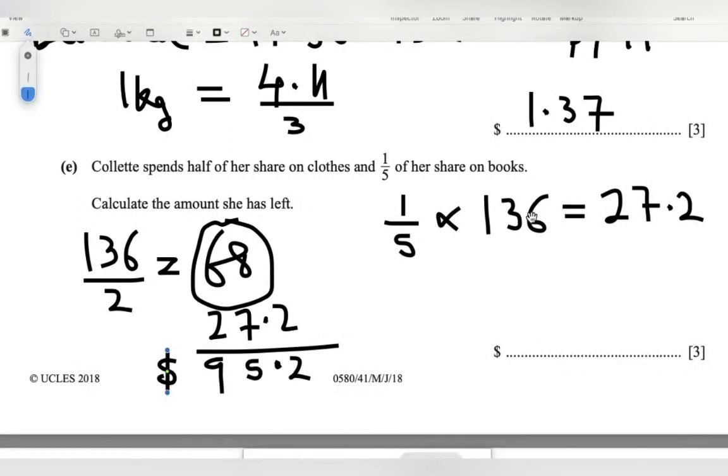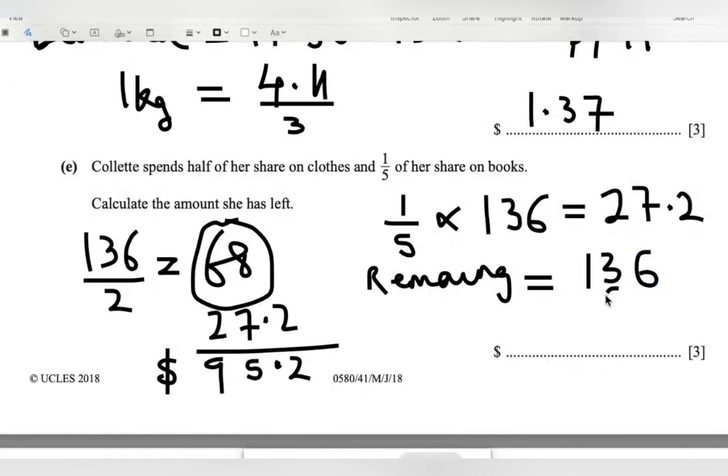Altogether she has spent $95.2, and she has 136. So how much does she have left? To find the remaining amount, it will be the total share minus how much she has spent. Remaining is equal to 136, which is our share of the money she received, minus 95.2, all she has spent.